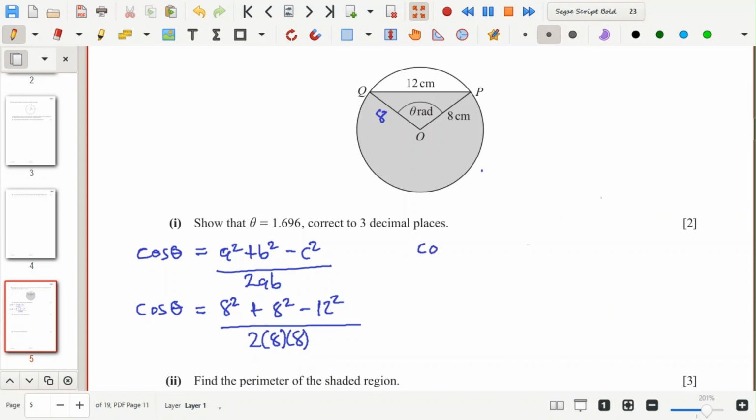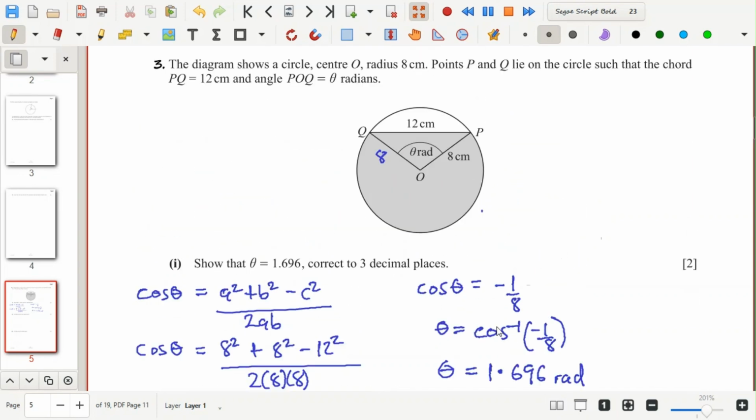Okay, so when you solve this, you are going to get negative 1 over 8. So you just find the cos inverse of both sides. So cos inverse of negative 1 over 8 is 1.696 radians. It's in radians. Okay, so we have corrected our answer to three decimal places.